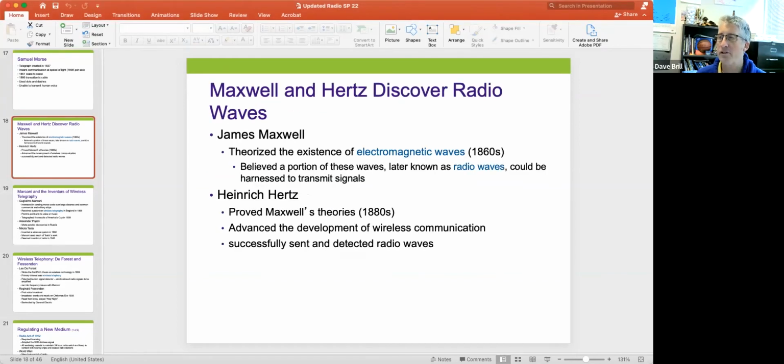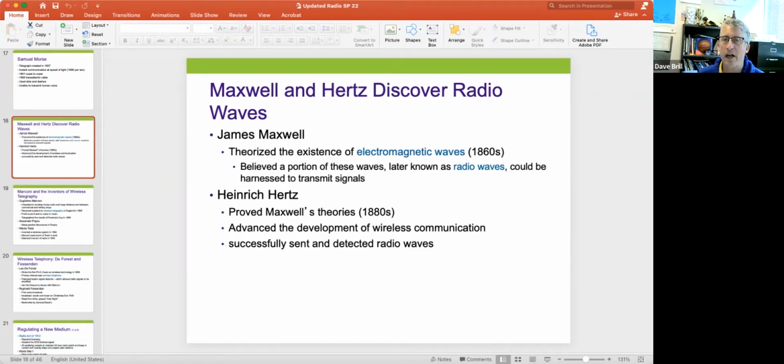So the first tinkerers are James Maxwell. He theorized the existence of electromagnetic waves in the 1860s. He believed a portion of those waves, later known as radio waves, could be harnessed to transmit signals. And so I am not a physicist or an engineer, so it's very hard for me to describe this. But basically, it was the idea of being able to say, well, if I can stand there and look at a wire, I can see a message going through a wire, why couldn't we do this in between two receivers, but not have wires, right? So, clearly that was something that was cooking.